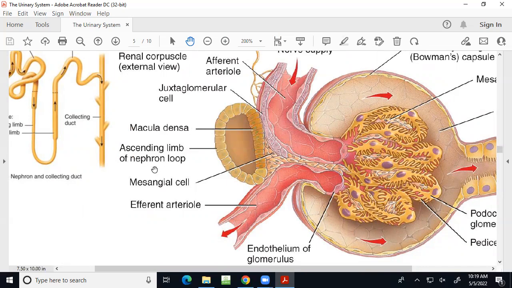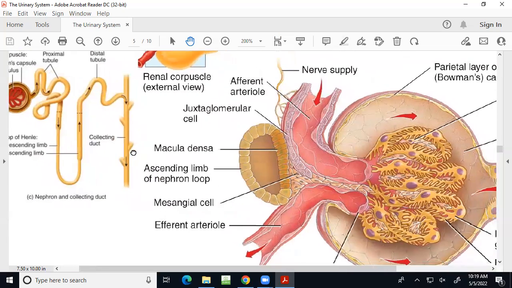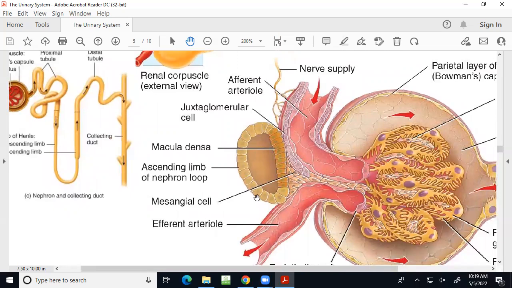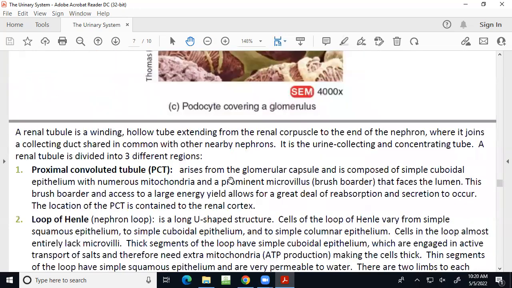I don't know really why it says ascending limb. It really should be the distal convoluted tubule, but this is that distal convoluted tubule where the filtrate is now flowing. For example, if we're forming way too much filtrate, these cells are going to tell these cells to cause this afferent arteriole to pinch. So less blood comes in, and then that's going to slow down the formation of filtrate. We call it a juxtaglomerular apparatus.